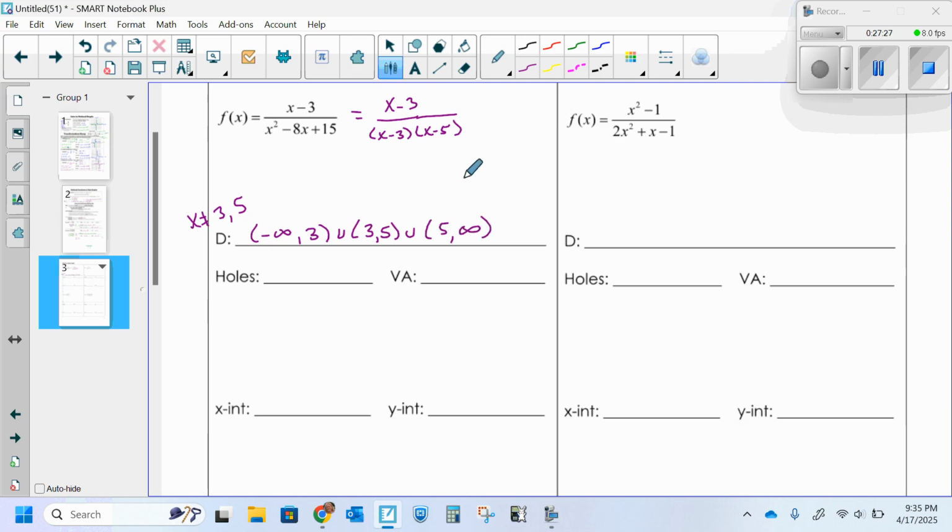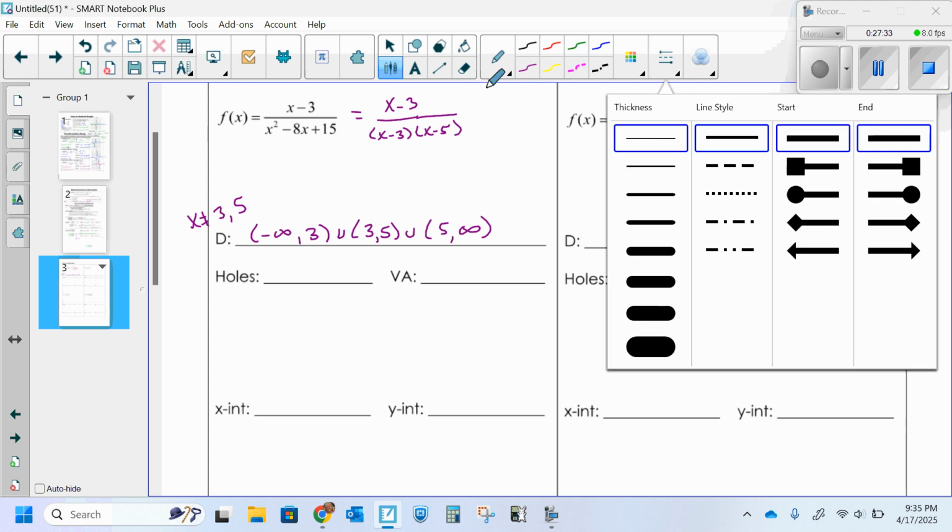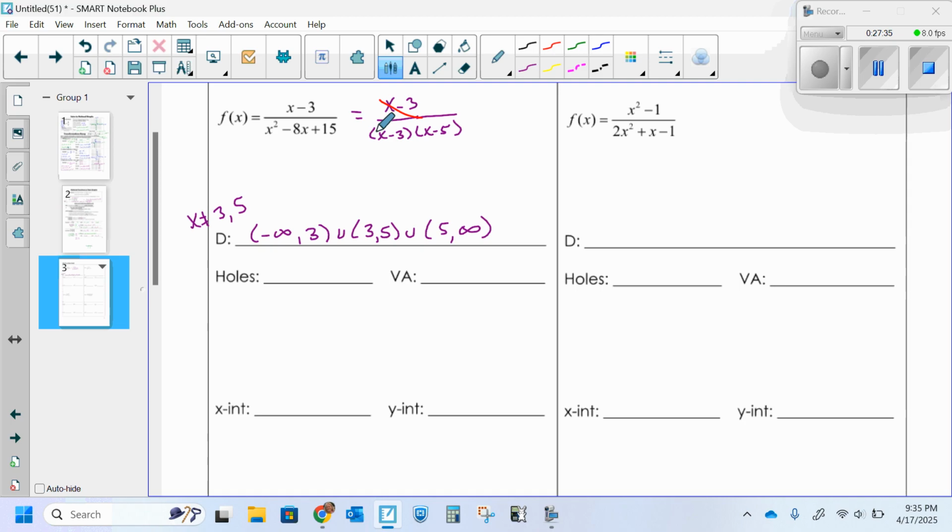Okay, so be careful every time that you guys are canceling something. Maybe you should be replacing it with a 1. This is a great example why. These x minus 3's cancel. You need to put a 1 up there. The x minus 5 is in the bottom. There's a 1 on top. So be careful with that. That's a mistake students make all the time.